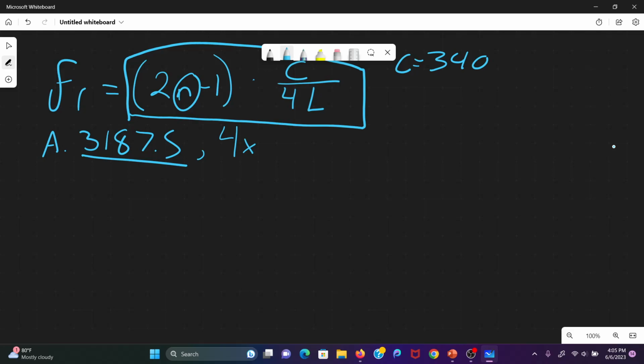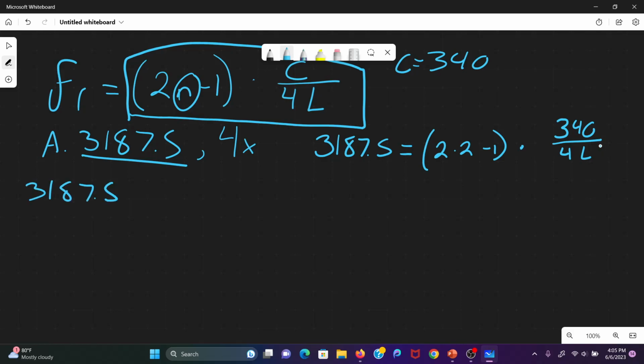So what you do is 3187.5 equals 2 times 2 minus 1 times 340 over 4L. L is what we don't know. We're going to be solving for L here. So we can keep going with this. 3187.5 equals 2 times 2 is 4, minus 1 is 3. So it's going to be 3 times 340 over 4L.